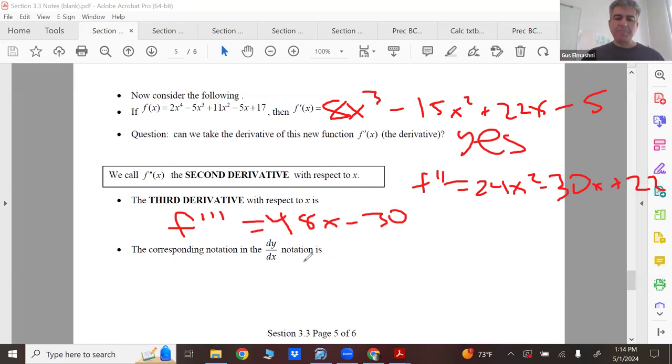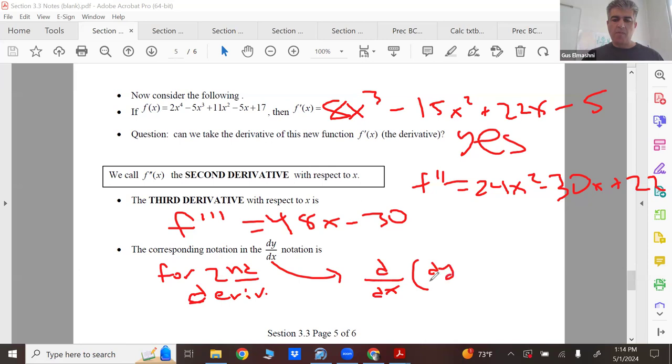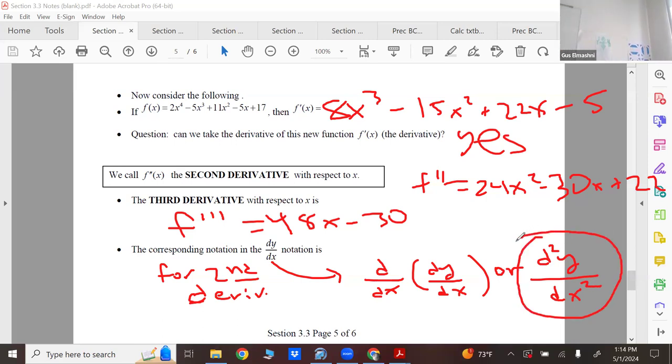Now, the corresponding notation for the second derivative in dy dx notation is written like this. Or like this. So we see that notation. It's weird. And don't ask right now, like, well, what does that mean? Like, are you squaring d, squaring x? This really won't make sense until you get to the second semester, integral calculus. So just go with the notation for now.